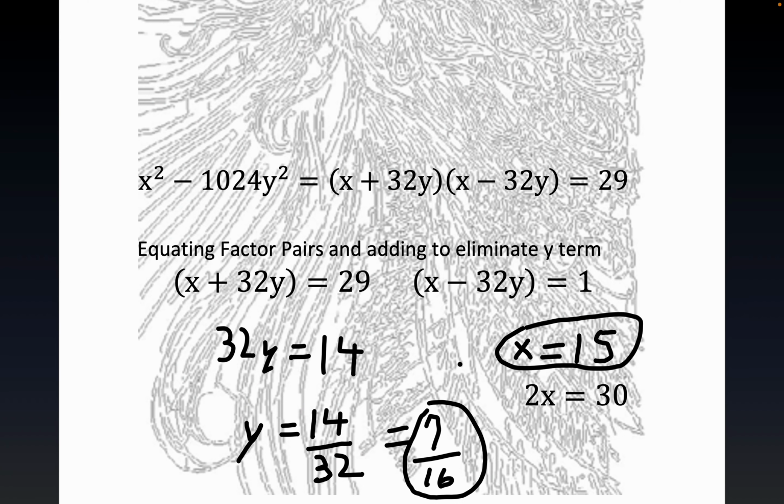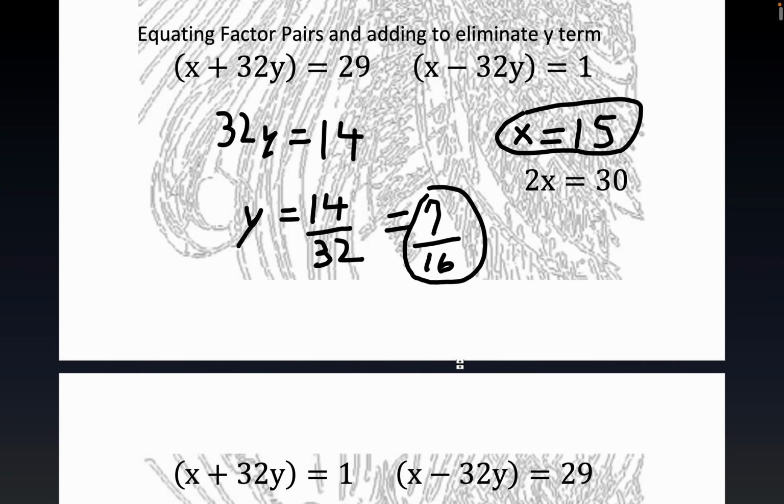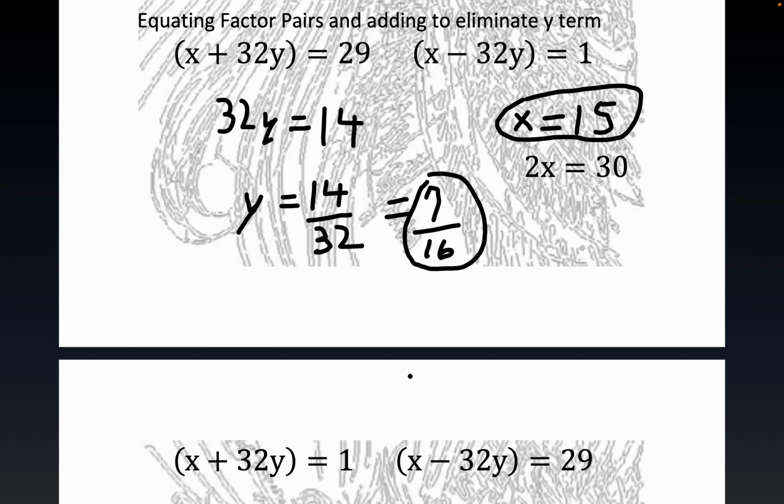Now, you may say, well, aren't there more? Well, there is another possibility, but notice you can reverse the factor pairs. That's totally legitimate and actually necessary. But you'd go through the same process and you'd still get x equals 15. No matter whether we reverse the factors or not, when you go through the same process of adding, the 32y's will eliminate and you'll still get x equals 15. But that implies without doing any more arithmetic that y would be less than 0, right? It would just be minus 7 over 16. But this does imply that y is less than 0, right?